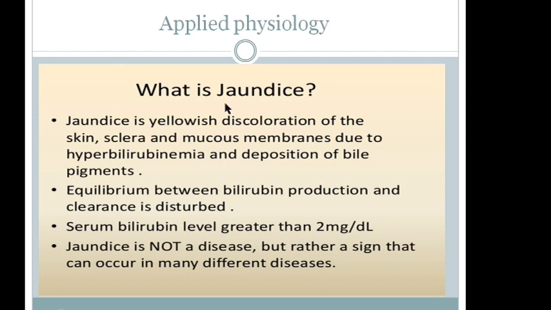Applied physiology. Jaundice is already discussed in previous classes. Jaundice is a yellowish discoloration of skin, sclera and mucous membrane due to hyperbilirubinemia and deposition of the bile pigments. Equilibrium between the bilirubin production and clearance is disturbed. Serum bilirubin level is greater than 2 mg per deciliter. So when it is more than that, jaundice can happen. Jaundice is not a disease, it is rather a sign that can occur in many different diseases. I am not discussing the detail about jaundice over here because it is already discussed in previous classes.